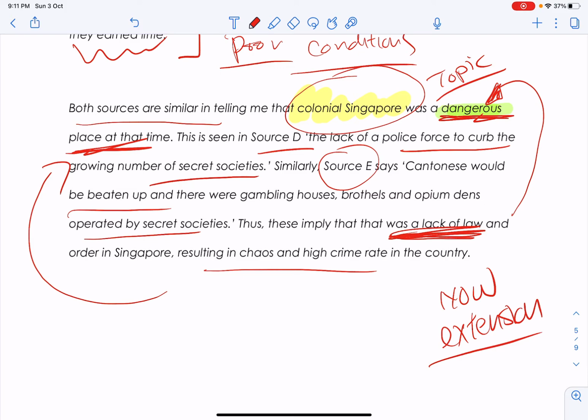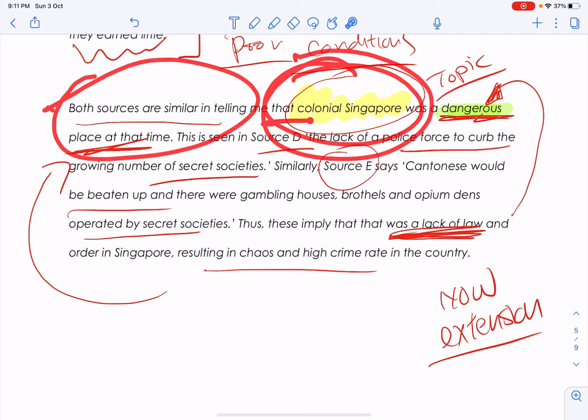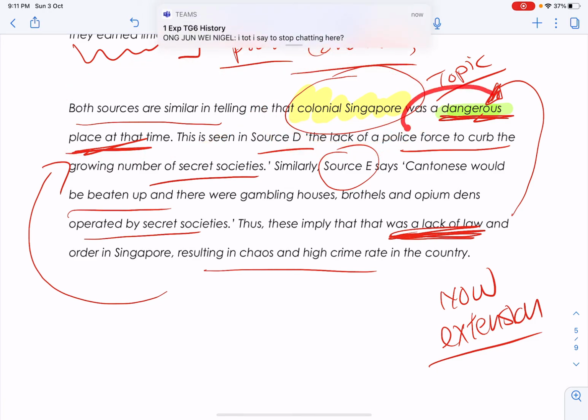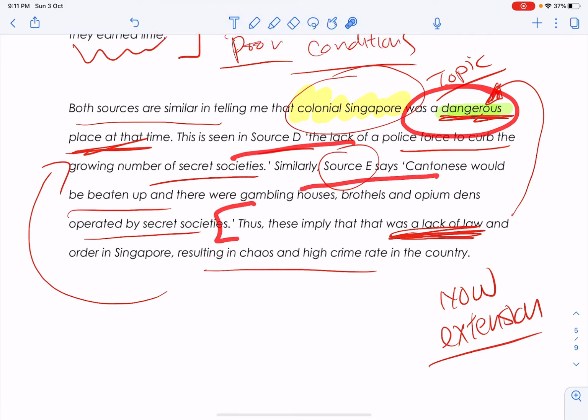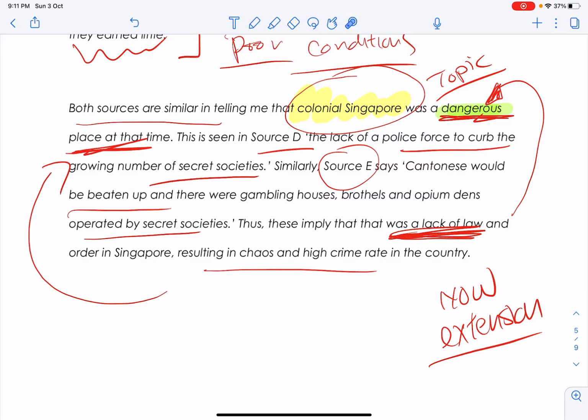So again, start off with answering the question. Give me the common topic you're talking about, in this case colonial Singapore. Then give me the common inferences. Both agree it is dangerous. Then after that, evidence of D, evidence of E, and explain both together at the end to make the point and the link clear to the idea that it was a dangerous place at that time. Please do not leave, do not leave. Don't copy as your inference, don't copy as your explanation.